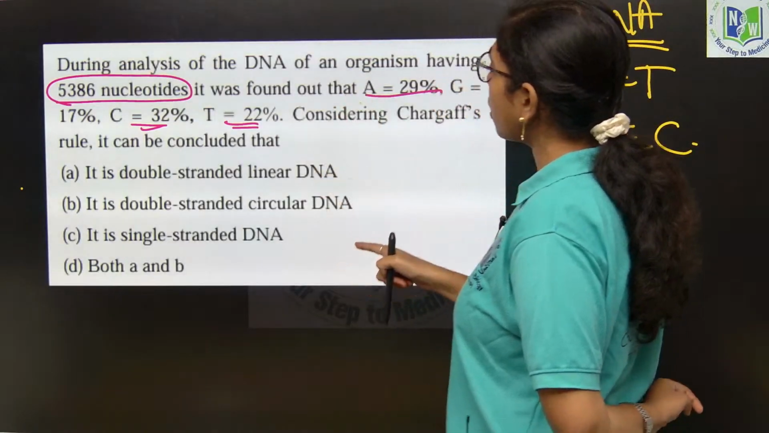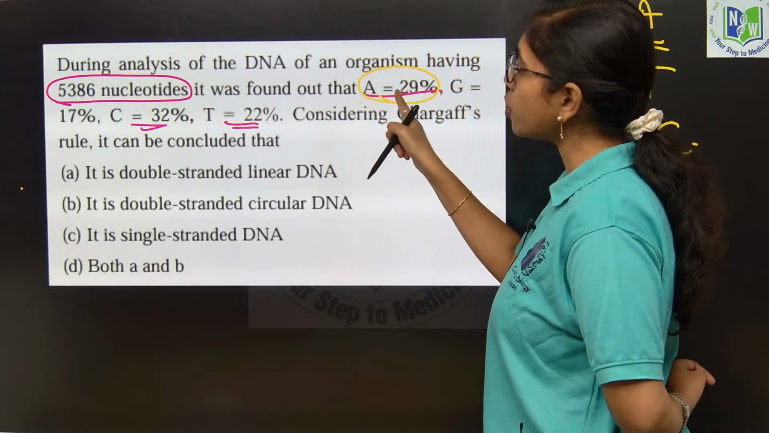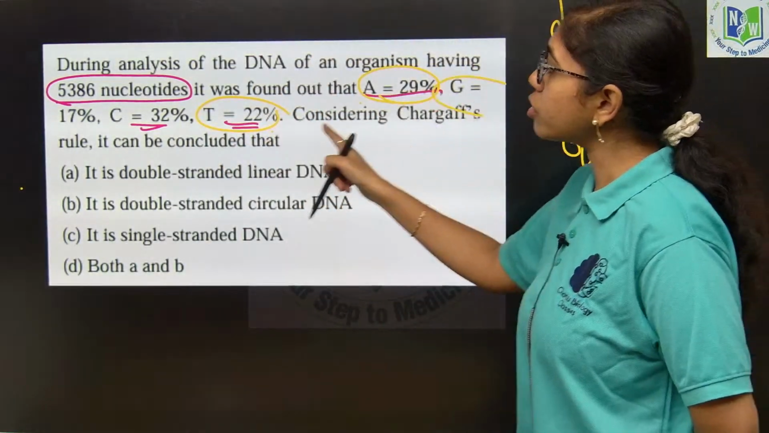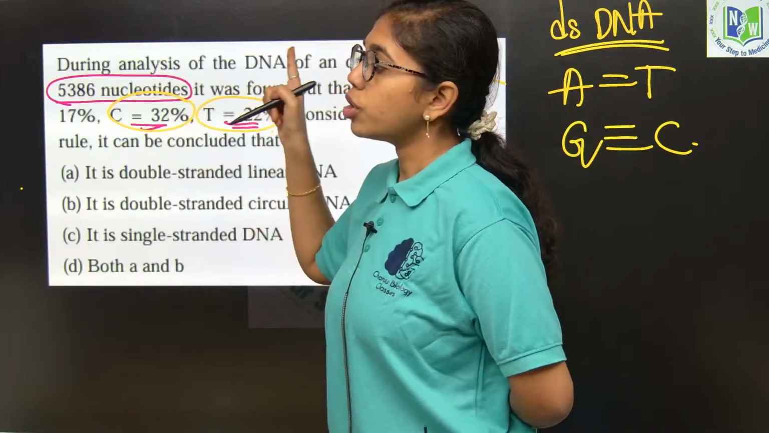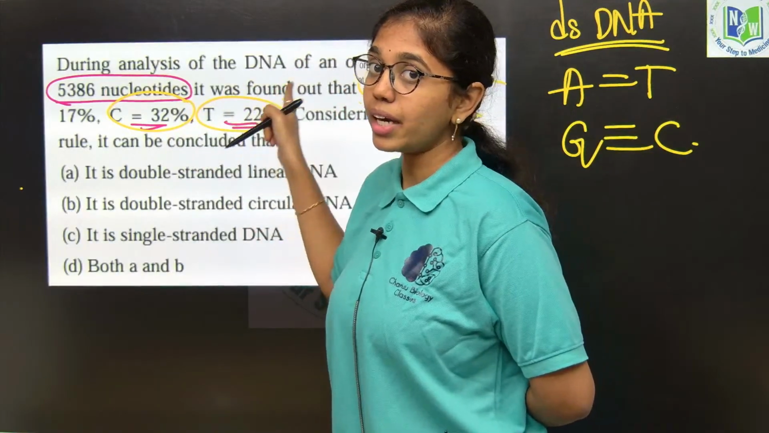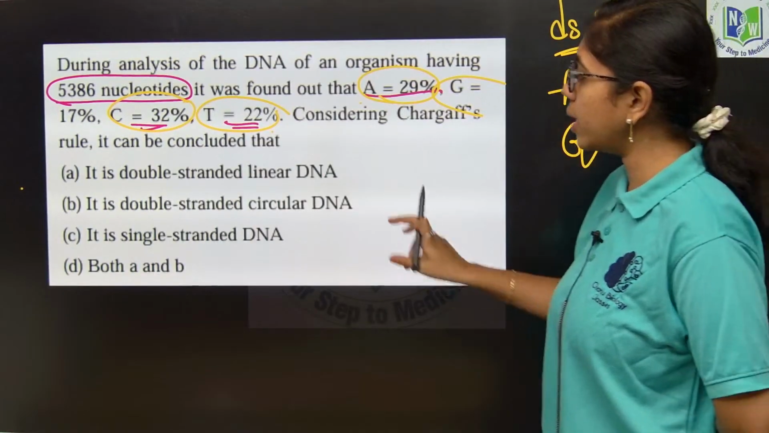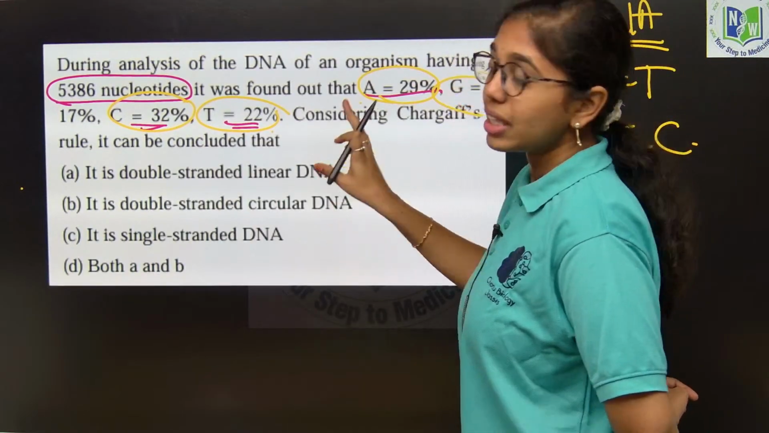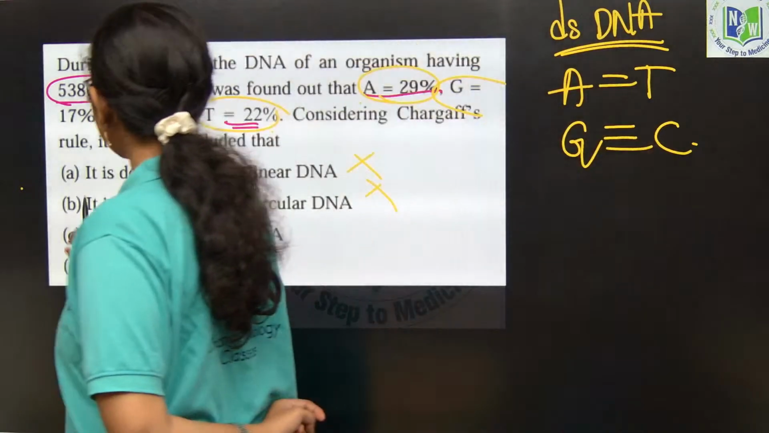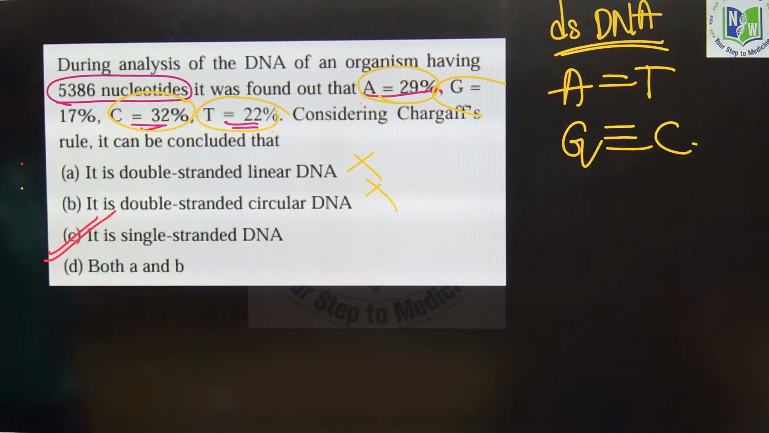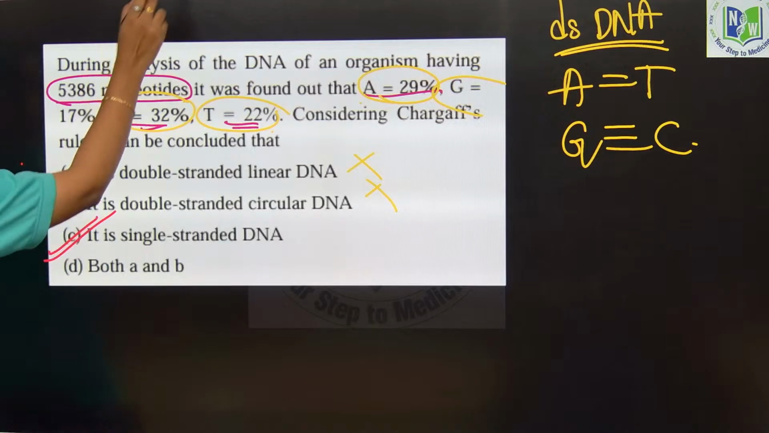But in the question, the percentage of adenine is not equal to thymine, and the percentage of guanine is not equal to cytosine. So with this we can confirm that this is not a double-stranded DNA, be it linear or circular. This is a single-stranded DNA. Option C is the right answer.